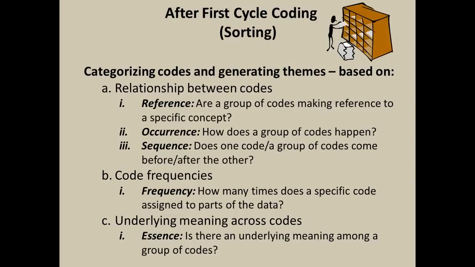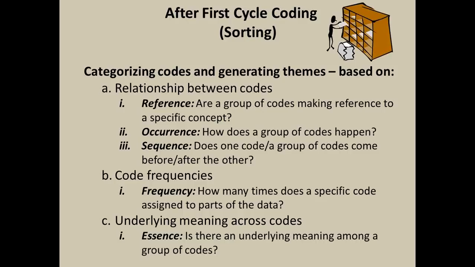You just have to sort them. How do you sort them? Look at the relationship between the groups, the relationship between the codes. Based on the relationship, you can ask yourself, is a group of codes making reference to a specific concept? If they are, you can group them together and give a name to that kind of code.